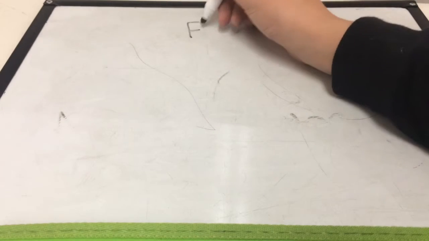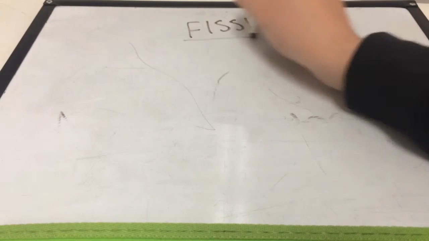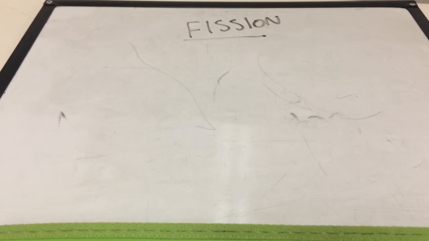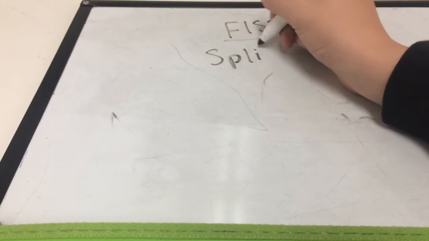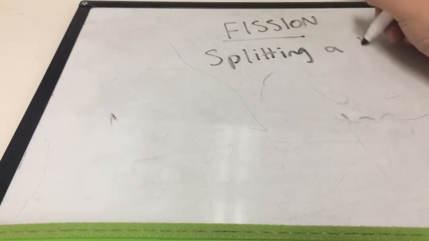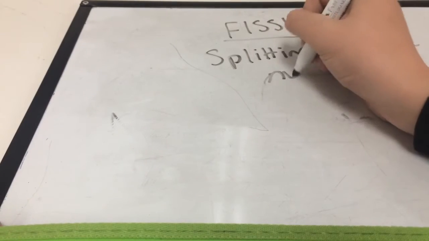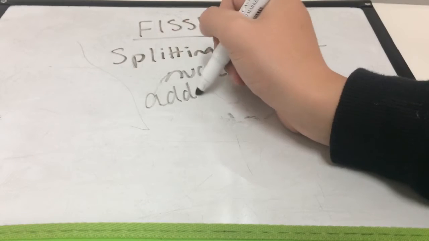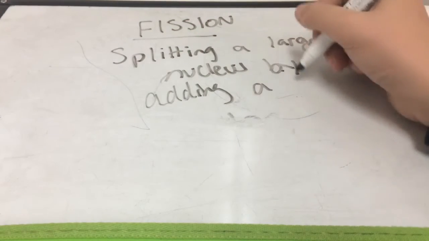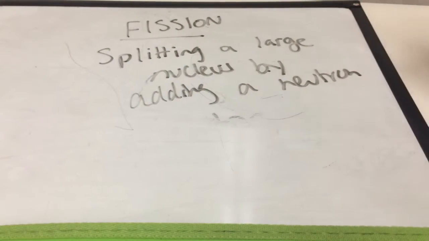Okay. What is fission? Let's start with nuclear fission. I need to get this done in the next 4 or 5 minutes. Okay, so fission is splitting a large nucleus, usually by adding a neutron to the mix. Nuclear fission: splitting a large nucleus by adding a neutron.